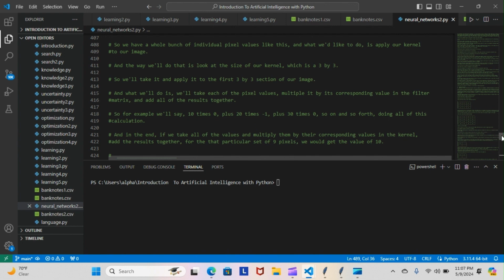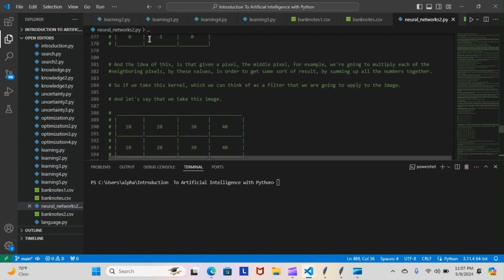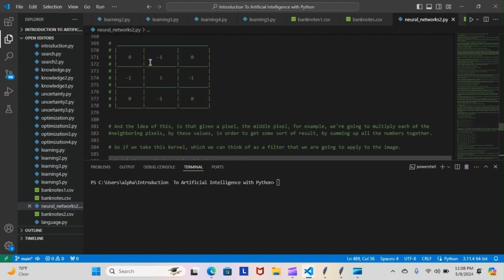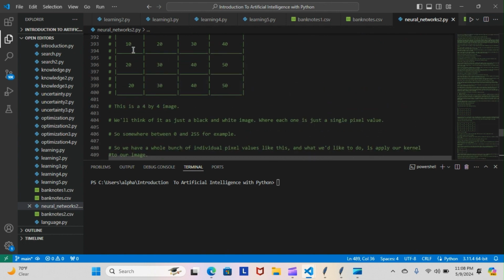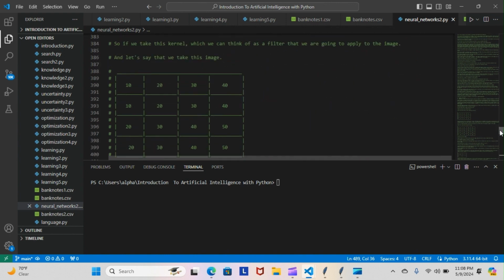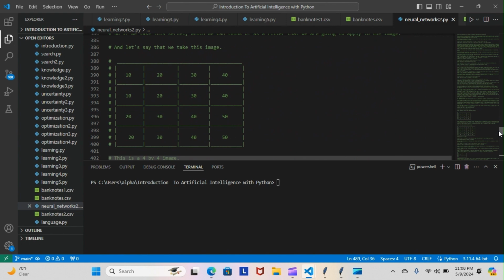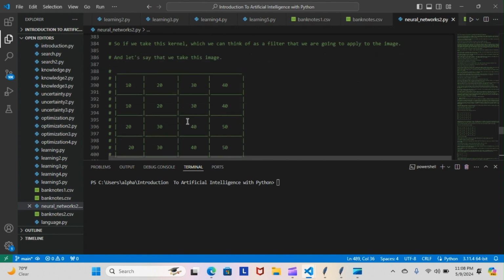So let's go back up really quickly so we can look and see what we're talking about here. Imagine this is our filter here, and this is our image. So we would take this 3x3 and fit it over this image right here. You can see our first box will be a 0, so that would be 0 times 0, like we said. Then it would be -1 times 20. Then it would be 0 times 30. And we would do that for every corresponding filter value to every corresponding image value. And when we add all of that up, we would get a 10.